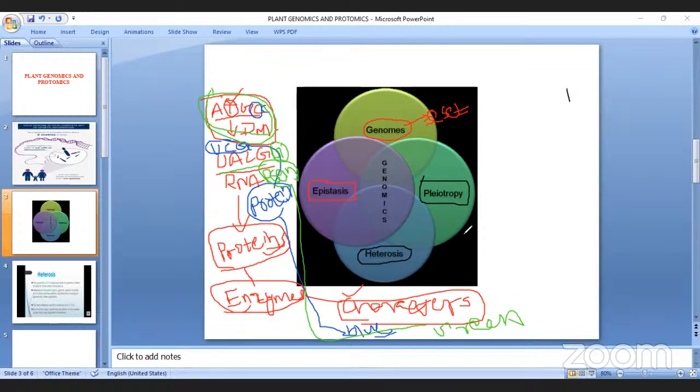So the study of pleiotropy, the study of heterosis, the study of epistasis, the study of the genome: these all come under genomics. Clear? Genome and genomics. Genome we already discussed in the first unit: the entire set, and its composition of nitrogen bases. That's it. And genomics, especially, remember it here.